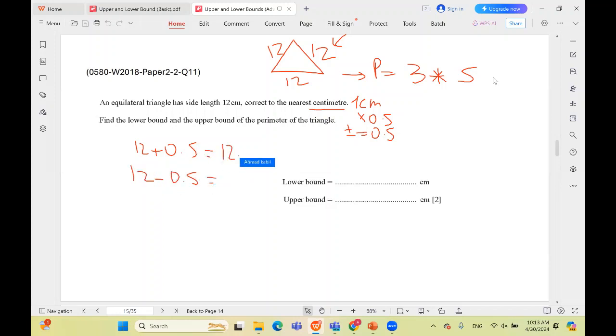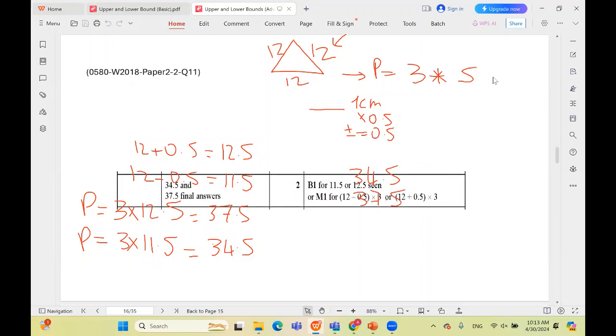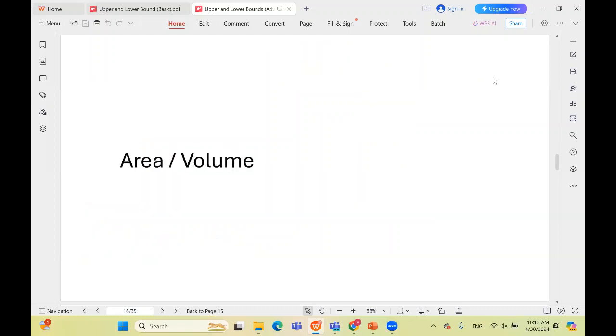So we have 12.5 and 11.5. So for the parameter, you either have 3 times 12.5 or 3 times 11.5. This is 37.5 and this is 34.5. So therefore, the lower bound is 34.5 and the upper bound is 37.5. And these are the correct answers here.